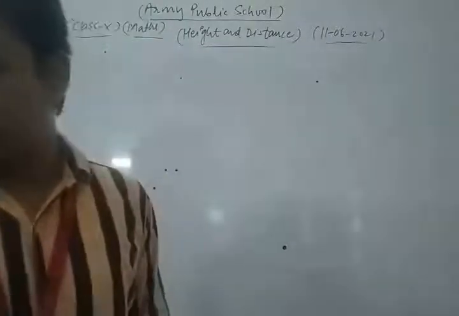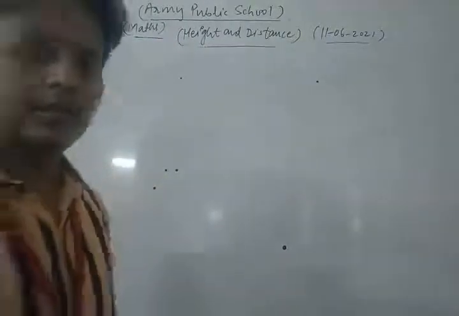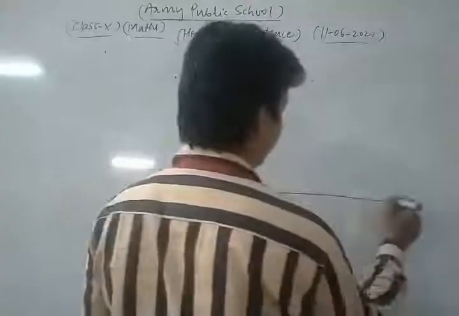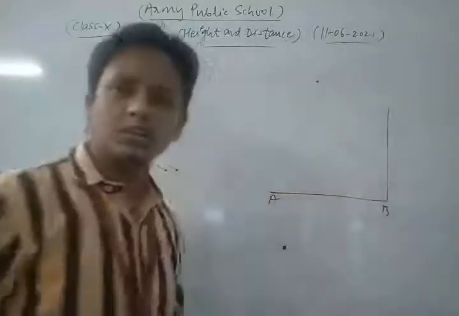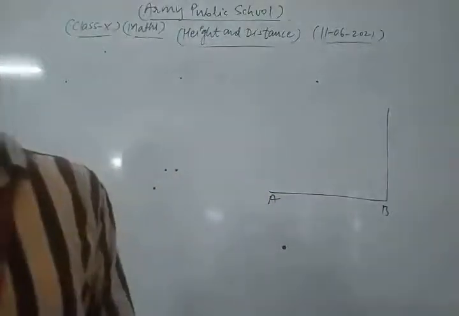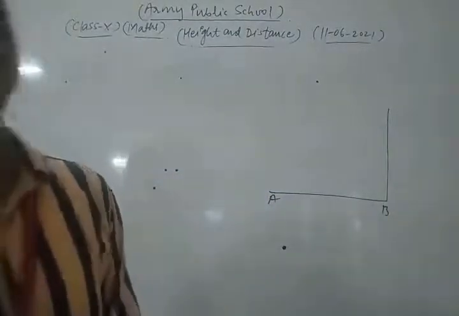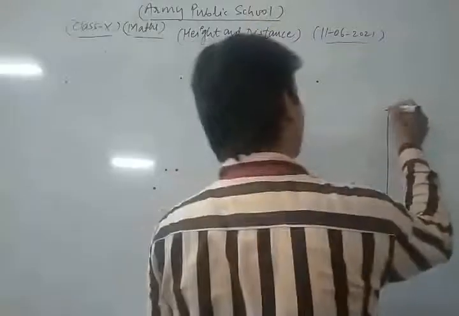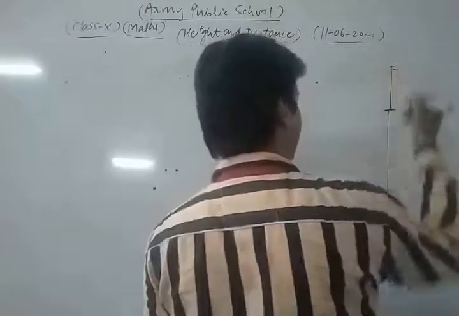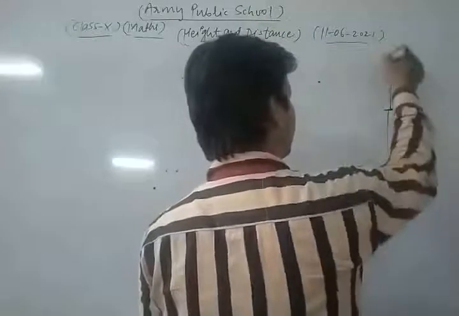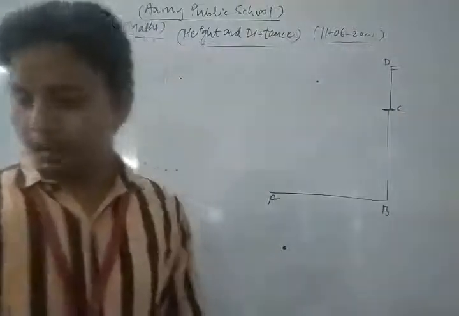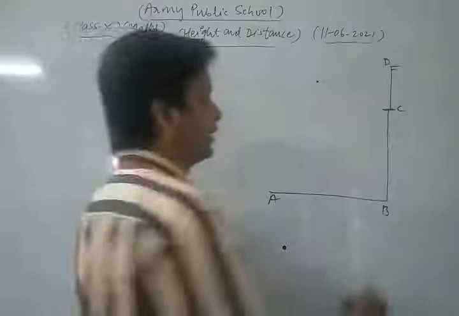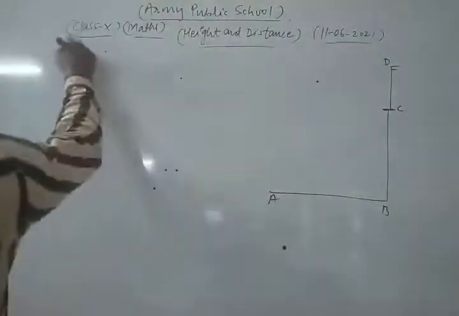Let's see. A vertical tower stands on a horizontal plane. So first of all, we draw the horizontal plane and a vertical tower stands on the horizontal plane, and is surmounted by a vertical flag staff. Suppose that here a flag staff is there, CD is the flag staff on the top of the vertical tower. Let's see the solution.